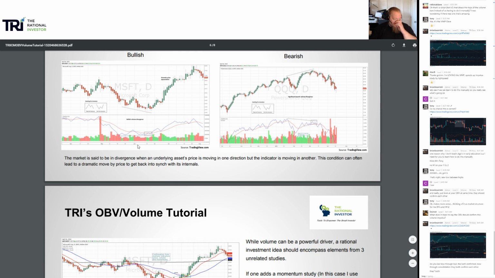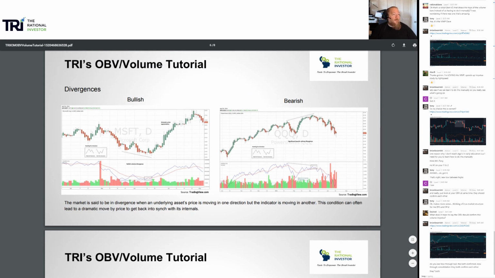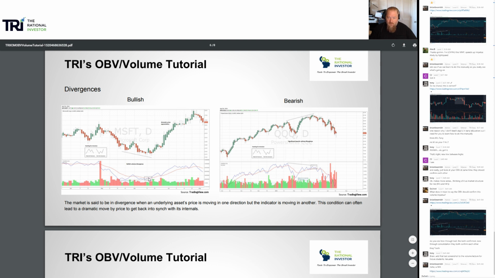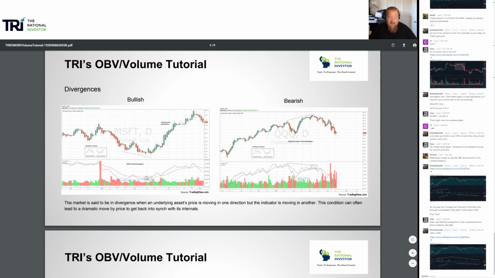Now, it is important to note for divergences, when we see a divergence, we need that to be a confirmed divergence. And what we mean by confirmed divergence is, in the case of this bullish divergence in OBV, which means we had lower lows in price and higher lows in our indicator, that gets confirmed when this W is confirmed. So when this W line closes above the midline for the W, that W is confirmed. And at the point at which that's confirmed, we call this a confirmed divergence.